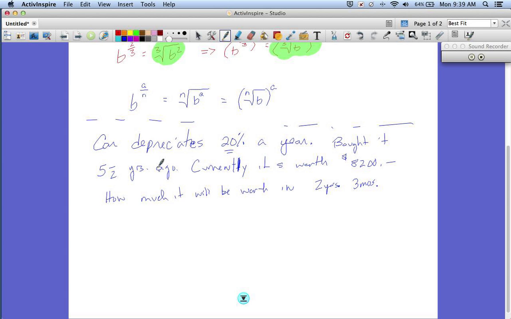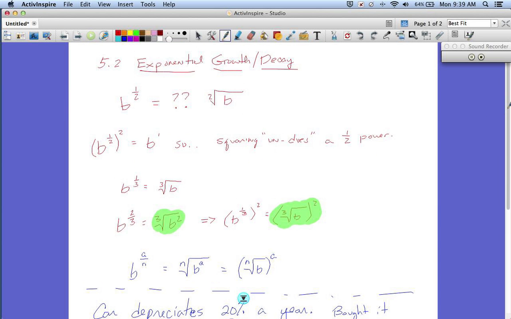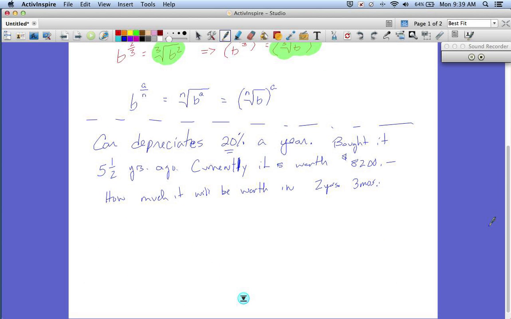Pardon that interruption there, there's an announcement going on. So let's take a peek at this guy here anyway. Some stuff is disappearing again, so let's bring it back. So we have a car. It depreciates 20% a year. You bought it 5.5 years ago. It's currently worth $8,200. How much will it be worth in 2 years and 3 months? So the value, I like to use a V for the value of it. The value of the car at any time T is $8,200 times, and remember, 20% depreciation means it still retained 80% of its value, so 0.80 is my multiplier and T is my years.